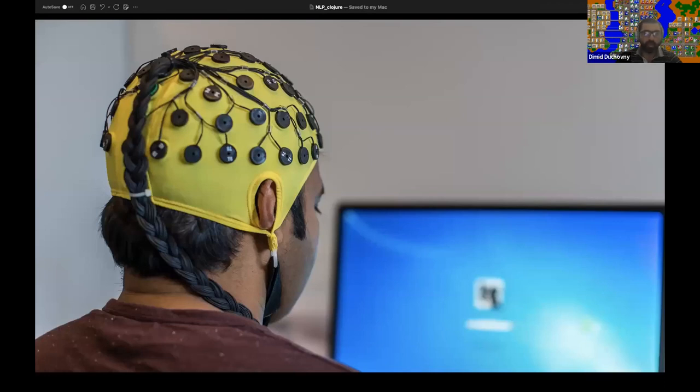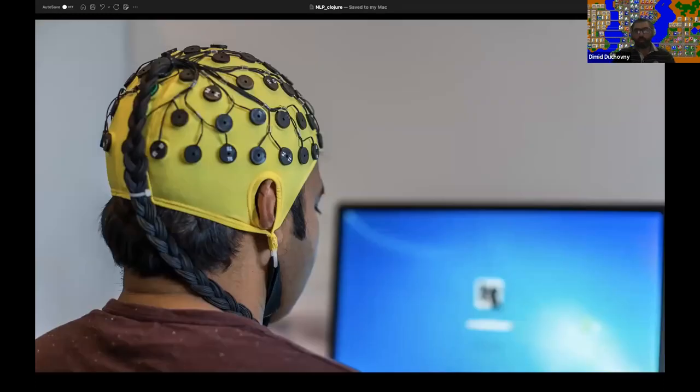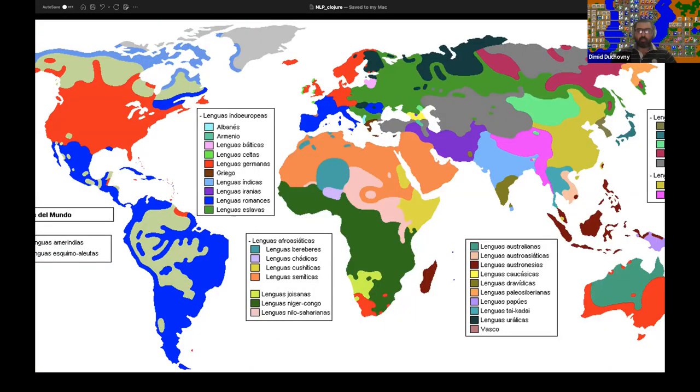And we can also have some brain signals, EEG in this case, and maybe some other modalities. When we speak about human languages, we are talking about different families of languages. For example, the most known one might be the Indo-European languages. You also have the Austronesian languages, and other types of languages. I don't want to go into too much detail.